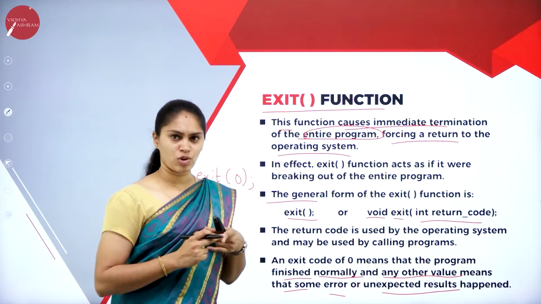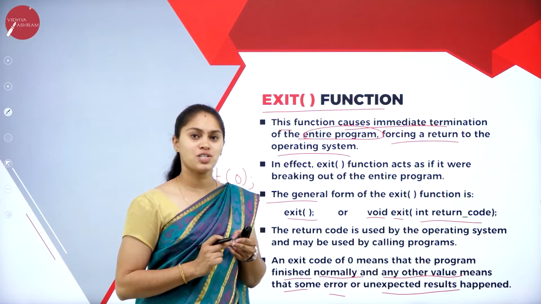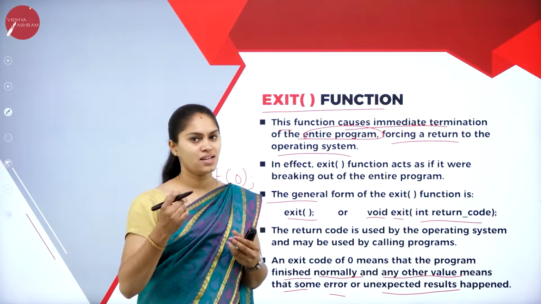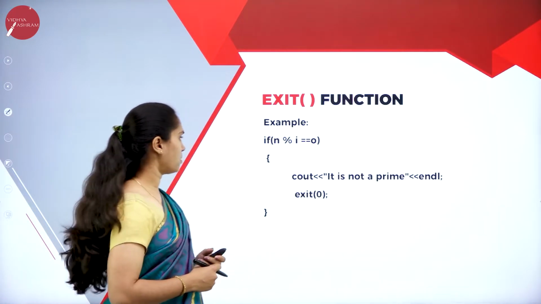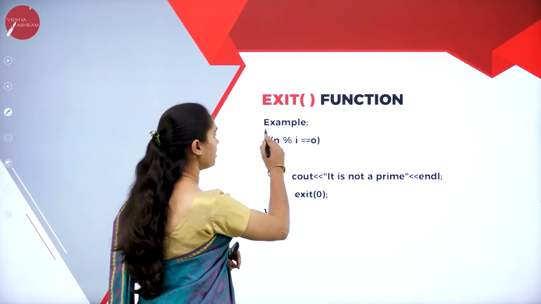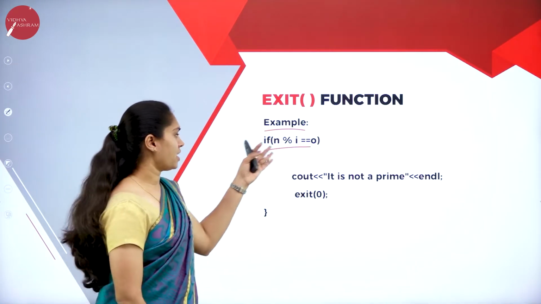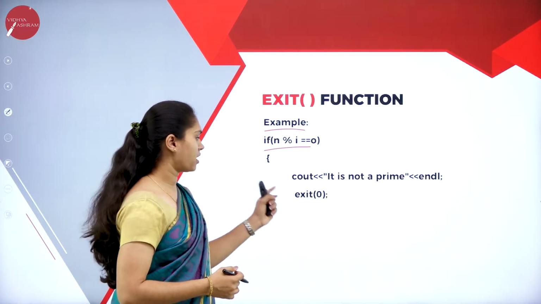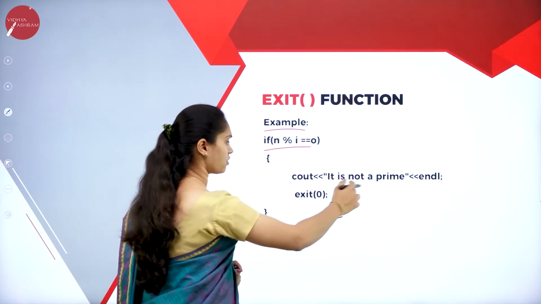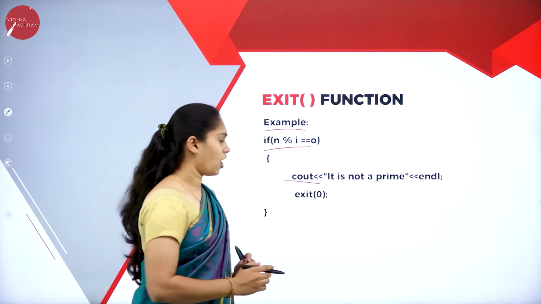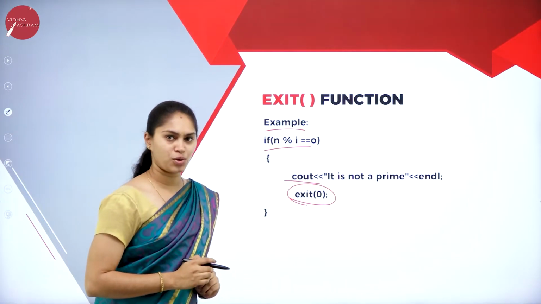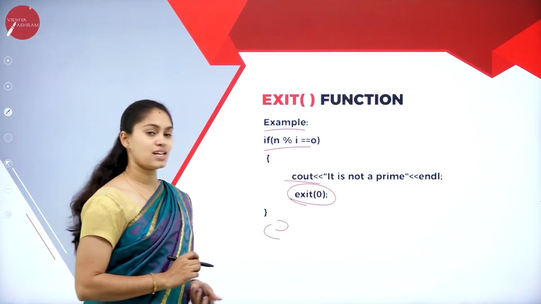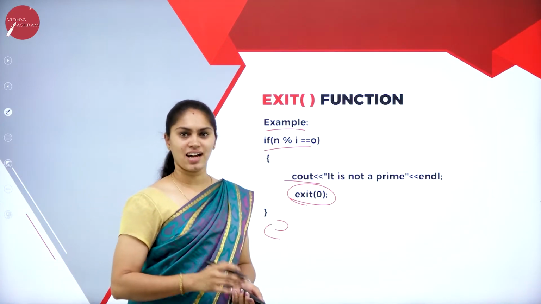Understand one thing: if I want to come out of the loop, use the break statement. If I just want to terminate the entire program, to come to the end of a program, then we use this exit statement. Here you can see the example for this exit function. We have the condition: if n modulus i is equal to 0. If this becomes true, it will come here and give the statement. After that, when it finds exit of 0, the program will be terminated normally. This is how we use exit in our program.